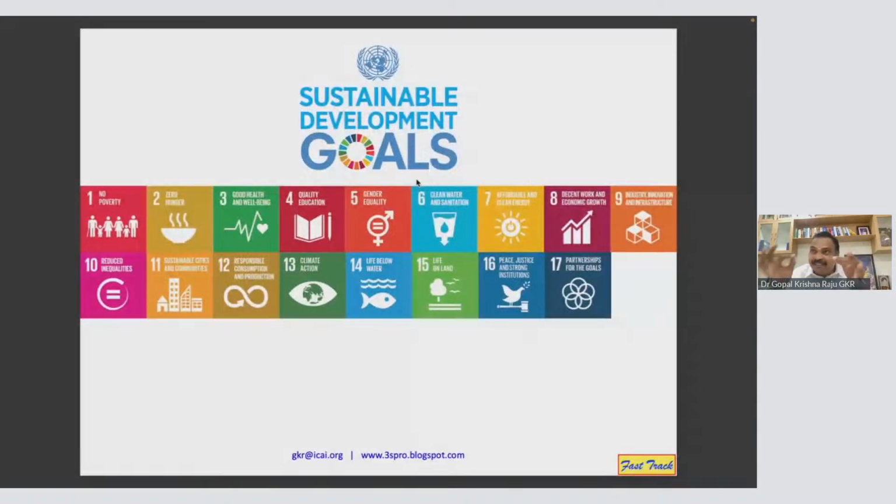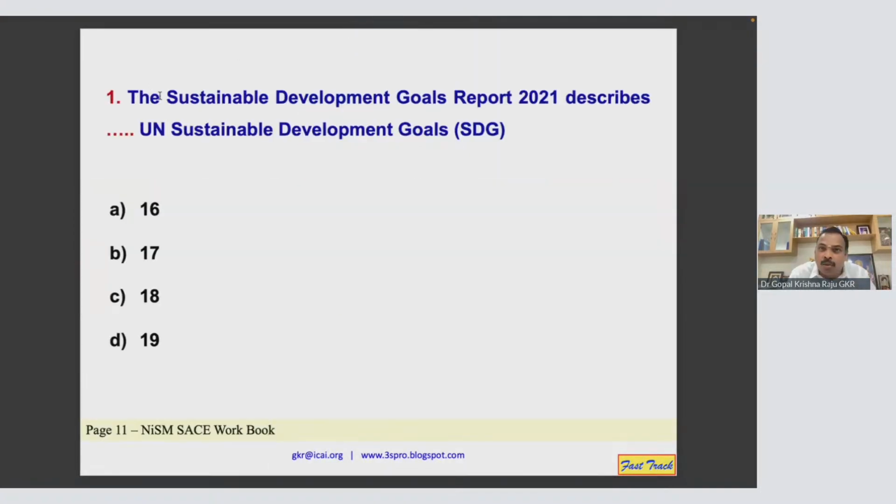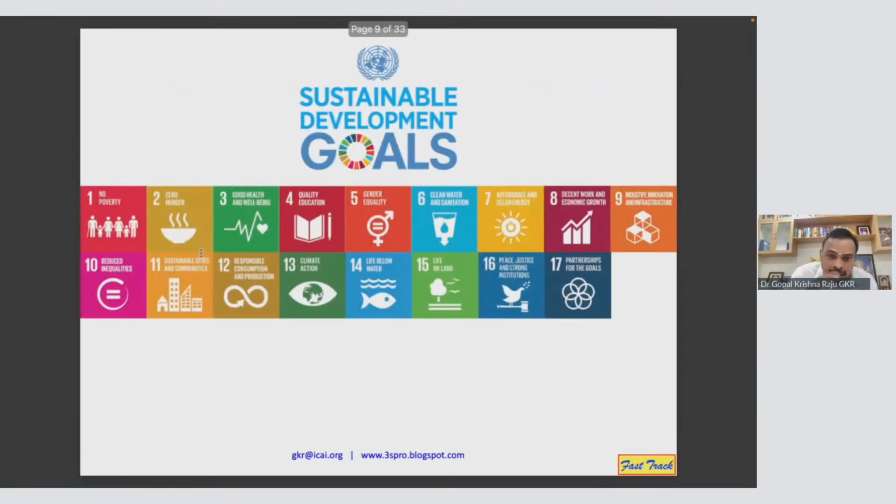2 cube plus 3 square is 17. So the Sustainable Development Goals Report 2021 describes how many UN Sustainable Development Goals. It is actually 17. So by closing your eyes, you have to take these answers. Okay, good. Now let me go to the next.